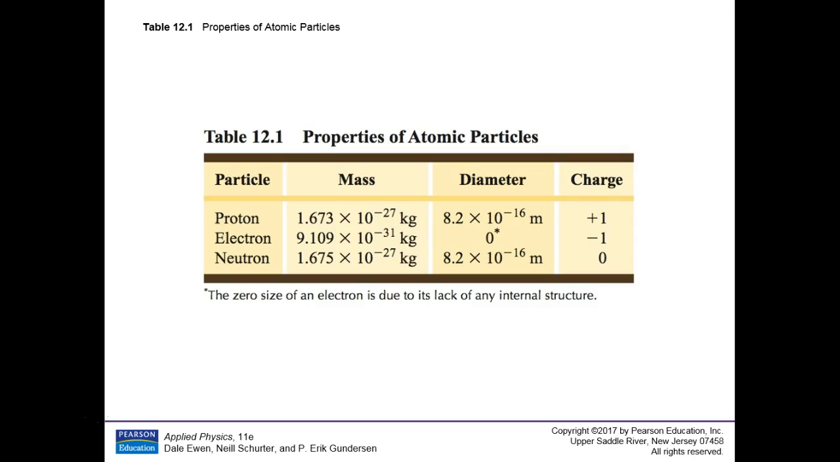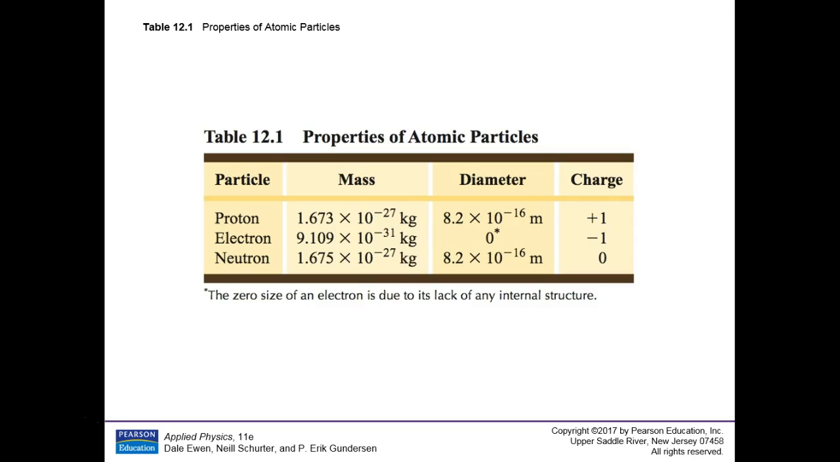But then when you get to the electron, 9.109 times 10 to the negative 31, that is a difference of close to 10,000. It's 1/10,000th the mass of these others. Not quite that little, but close to it. Okay, less than 1/1000th of the mass. Diameter, these two almost the same. You can't even measure the diameter of an electron.